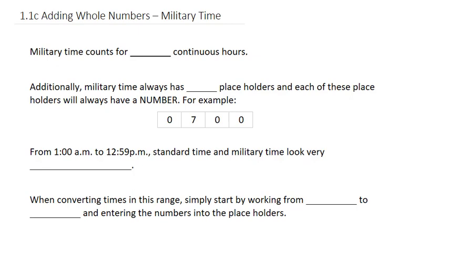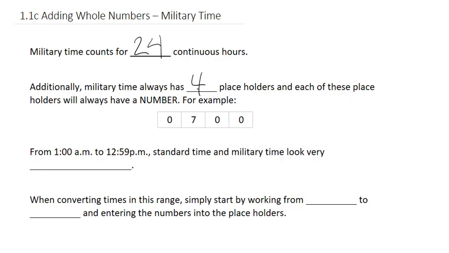Adding whole numbers, military time. Military time counts for 24 continuous hours. Additionally, military time always has 4 placeholders, and each of these placeholders will always have a number. For example, 7 a.m. is written like this below, with a 0700.